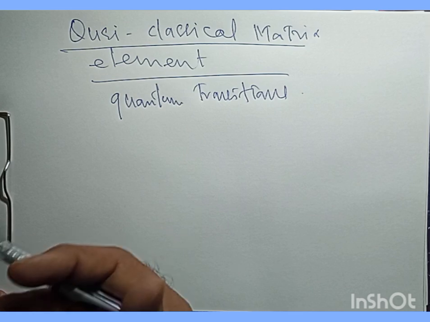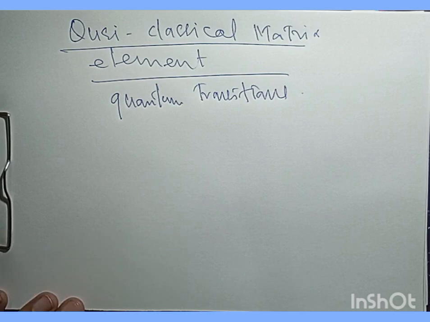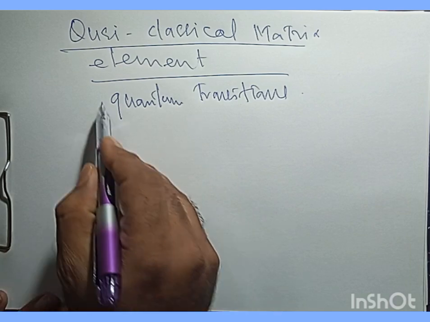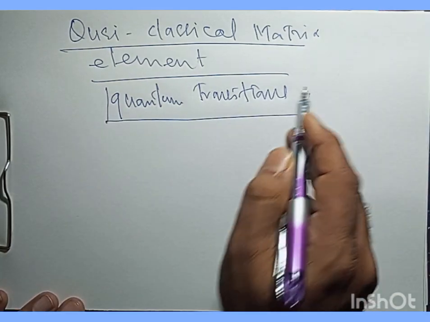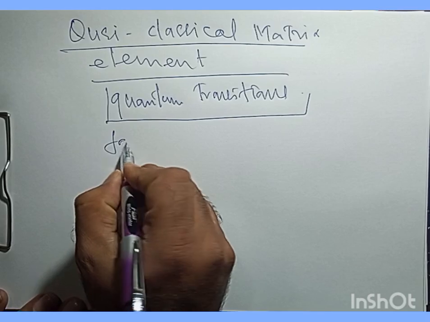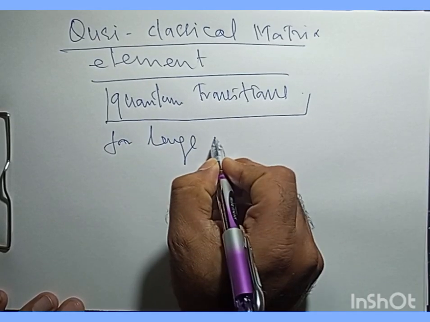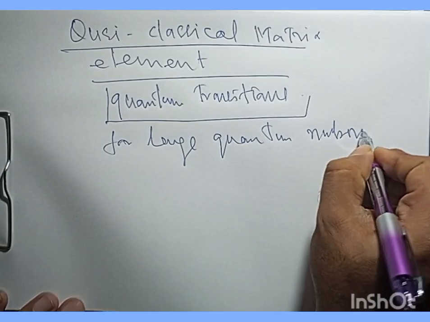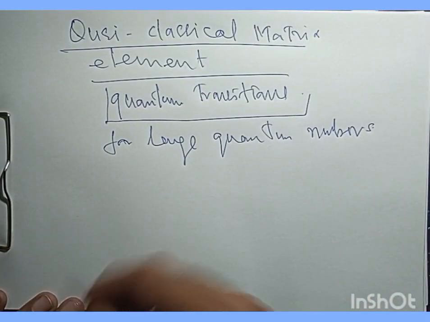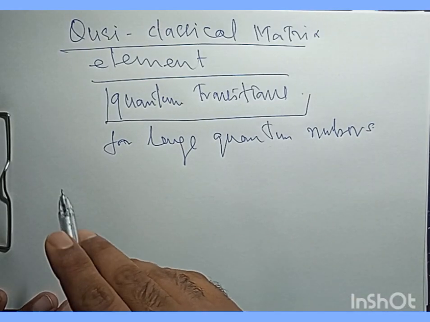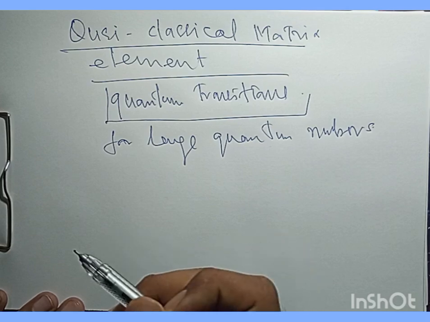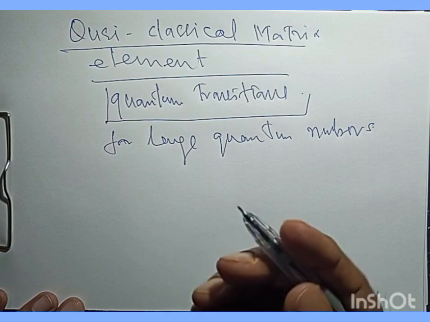We would like to build this quasi-classical matrix element, and this is particularly useful when analyzing the quantum transitions in quantum systems for large quantum numbers. This is very important for large quantum numbers of these quasi-classical systems, you may call them semi-classical systems.